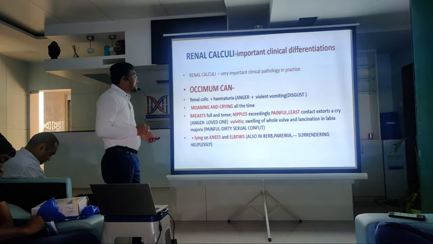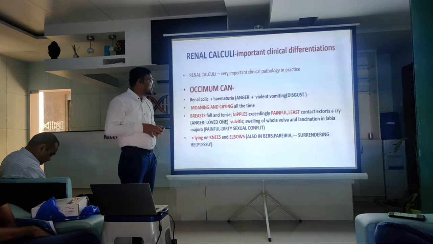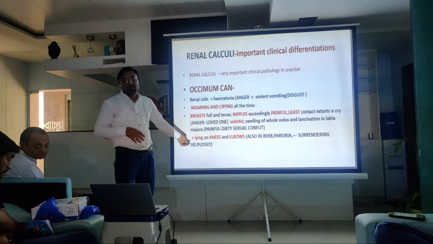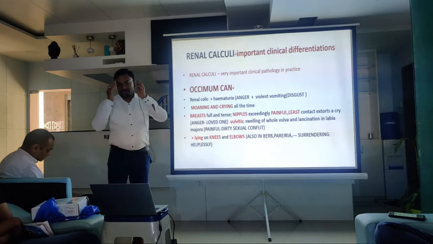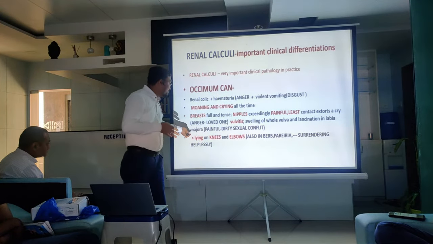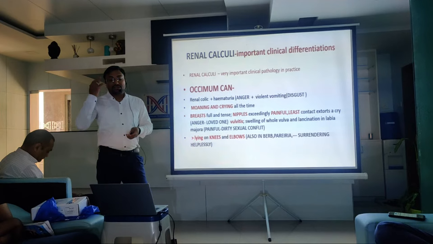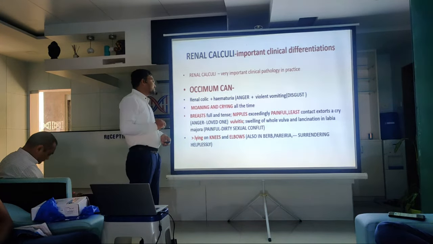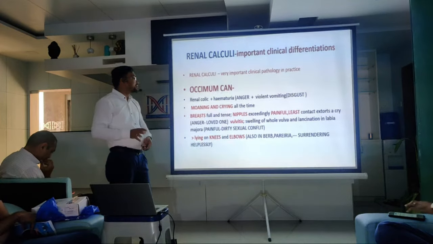Better lying on knees and elbows, right? Also in berberis and pyra, surrendering helplessly. So you just think of the situation, you think of the modality, and you just see the pain, how it is. Sir, please do something, there is a lot of pain. I am just surrendering to you. Just give me something.